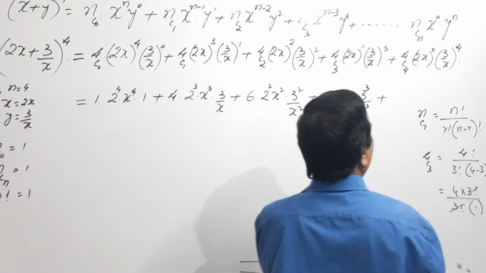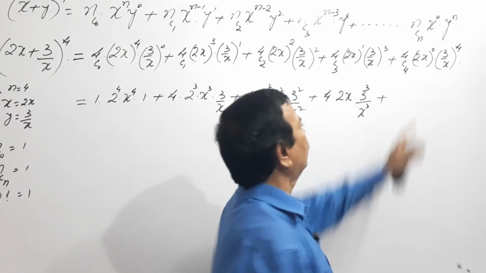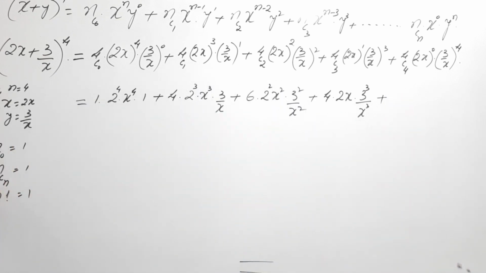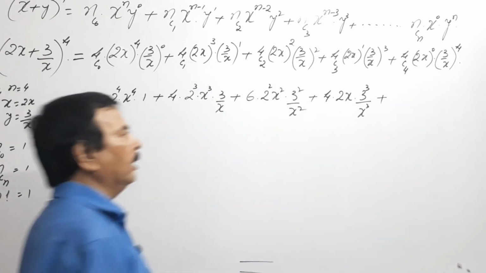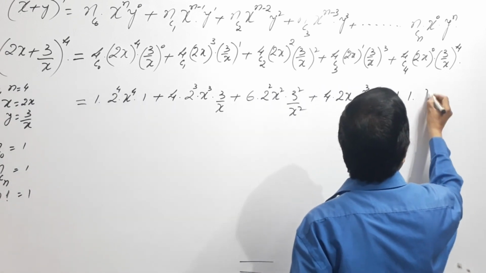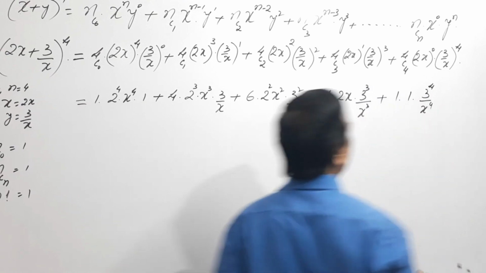So plus, I will rub this. 4C4 is 1. As I said, in C1 where n is 4 it becomes 1, and this also becomes 1. This becomes 3 to the power of 4 by x to the power of 4.